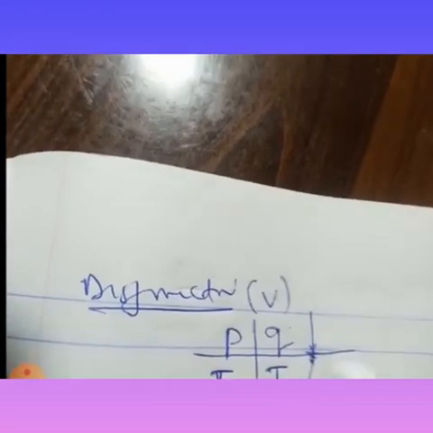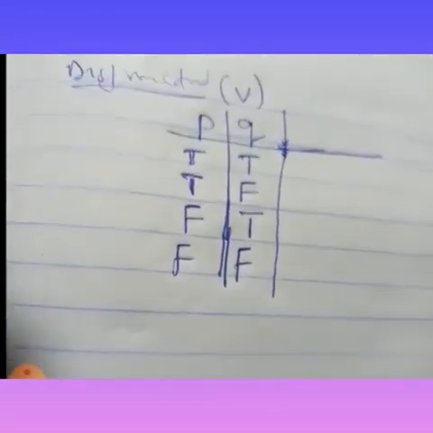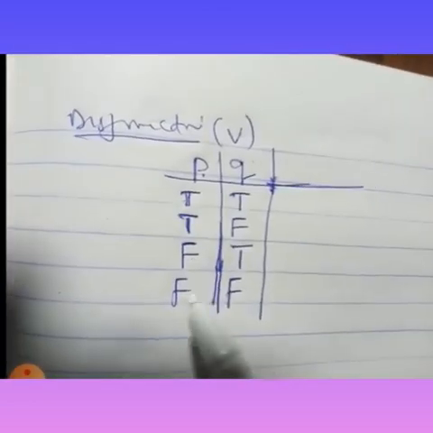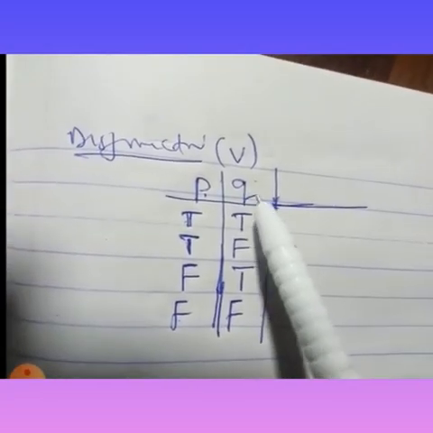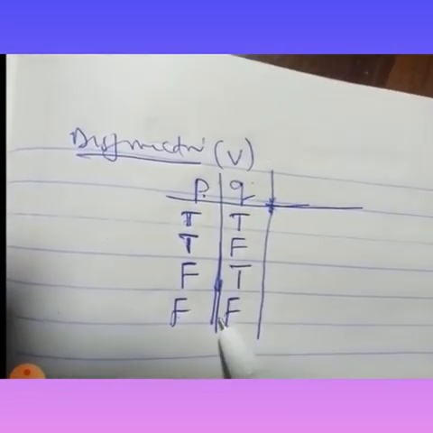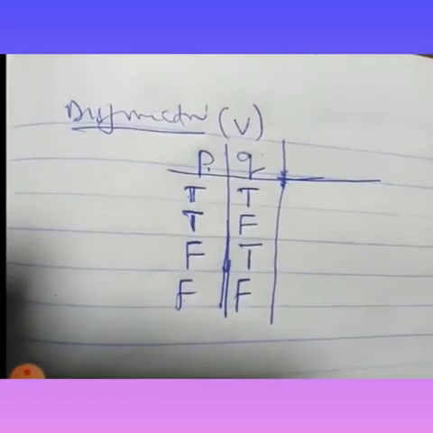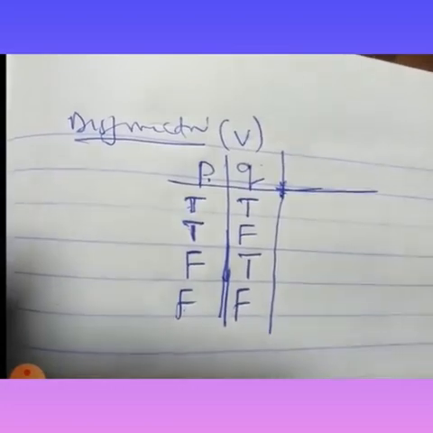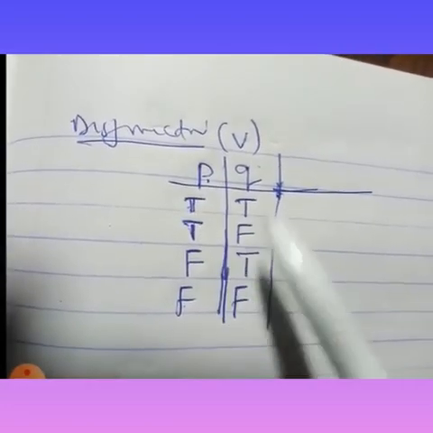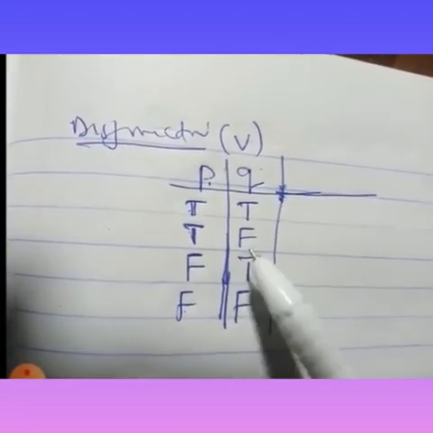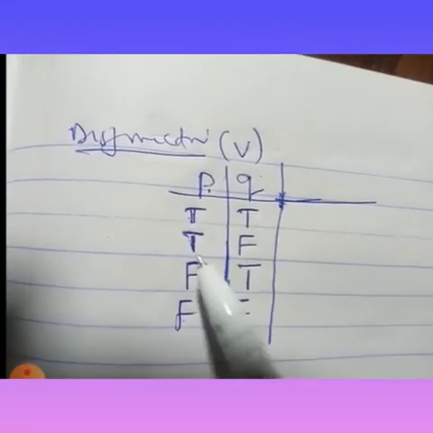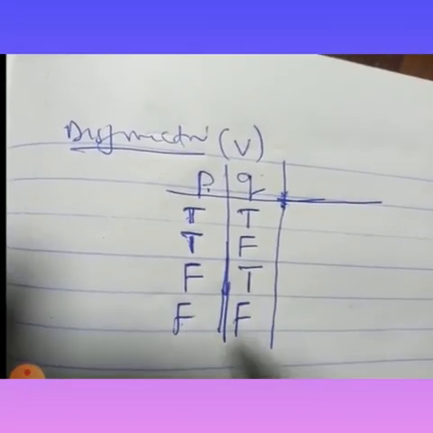By convention, this should be the normal arrangement. For the first statement, we have true, true, false, false. While for the second statement, we have true, false, true, false. So this is how you construct your truth table by convention generally. But the idea here is for you to represent the various possibilities, or you call it sample space if you want to relate it to probability. So we have true, true, true, false, false, true, false, false.